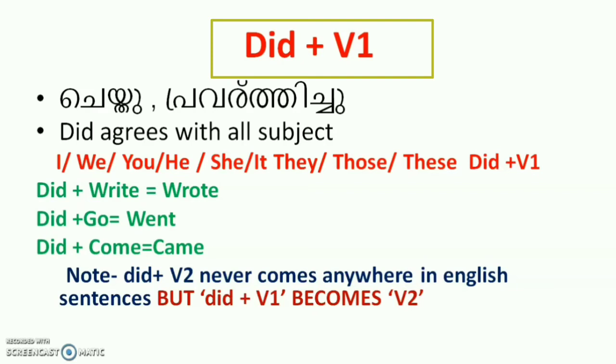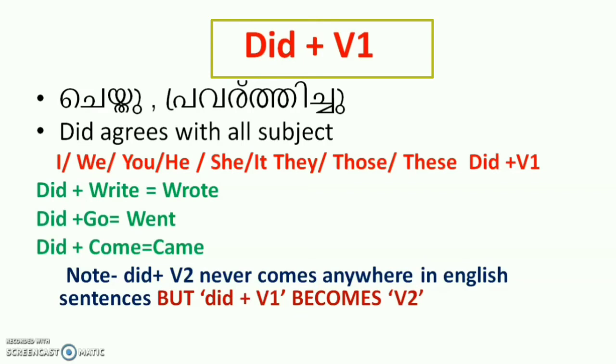How? Chaidu pravartichu, nyan kalichu, nyan vannu, nyan eludi, nyan vaichu, nyan urangi: in the ending of the meaning we get did. So did agrees with all the subjects: I, we, you, he, she, it, they, those, these, Ramesh and Rahul, Rahul and Suhail. Likewise, did plus V1. So did plus write becomes wrote, that means V2.